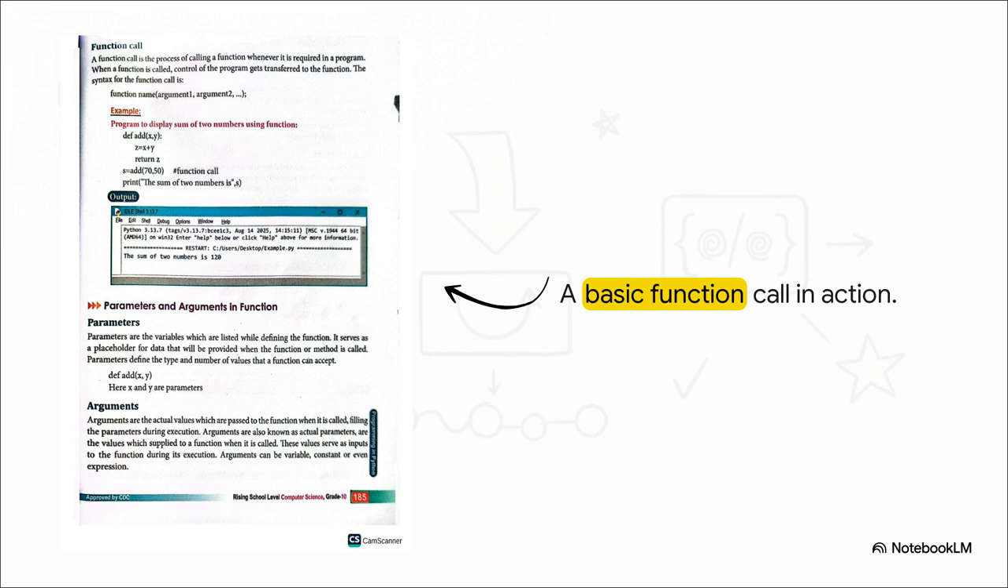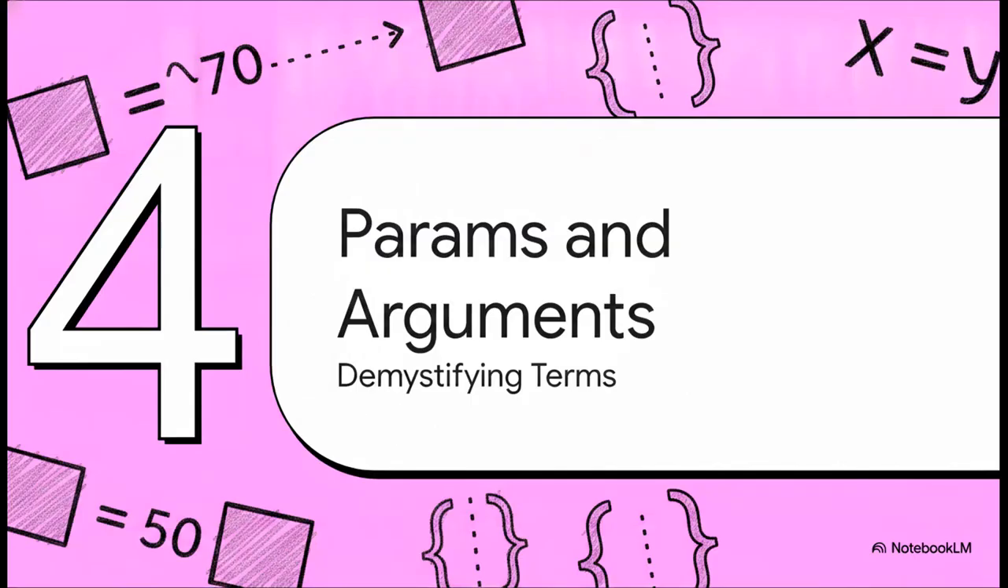When Python reads that exact line, control transfers instantly right into the function. It does the math, and it stores the answer in s. So printing s gives us a sum of 120. Our blueprint is officially alive. Which brings us to Part 4, Parameters and Arguments.